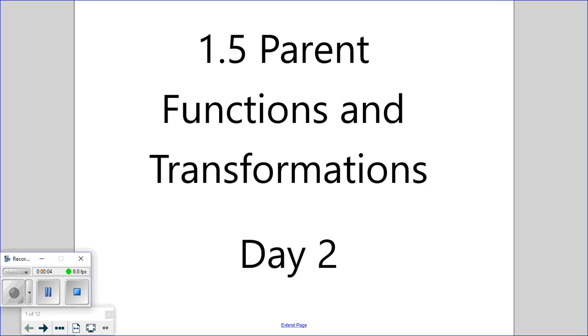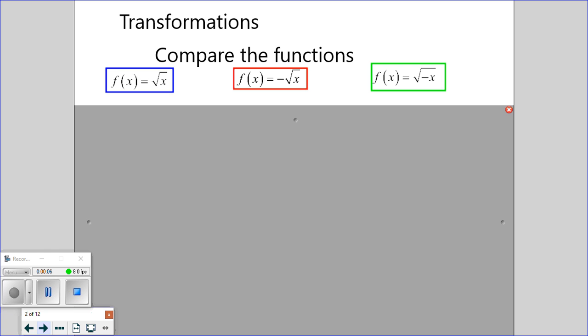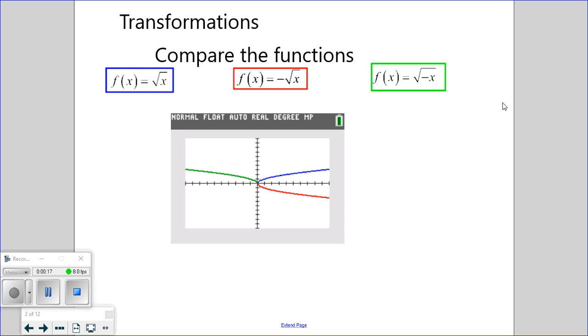All right, day 2, we are adding the last of our transformations. This one again, kind of showing you, I'll do this up on my board. Our parent function is in blue. We've got a negative outside of our function, that one is highlighted in red, and a negative on the inside of our function highlighted in green.